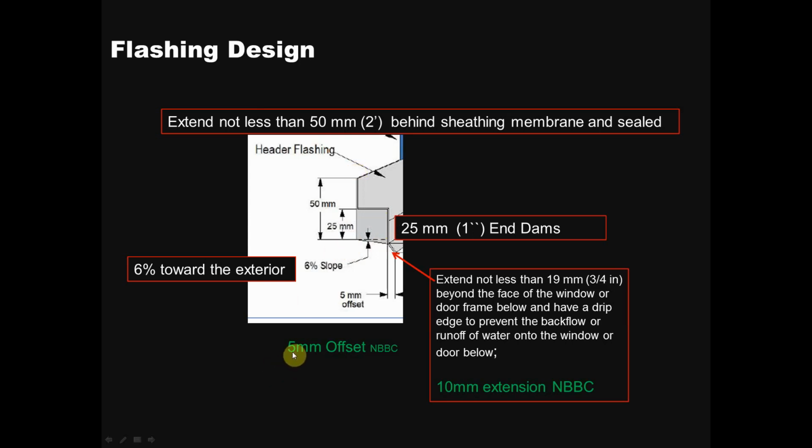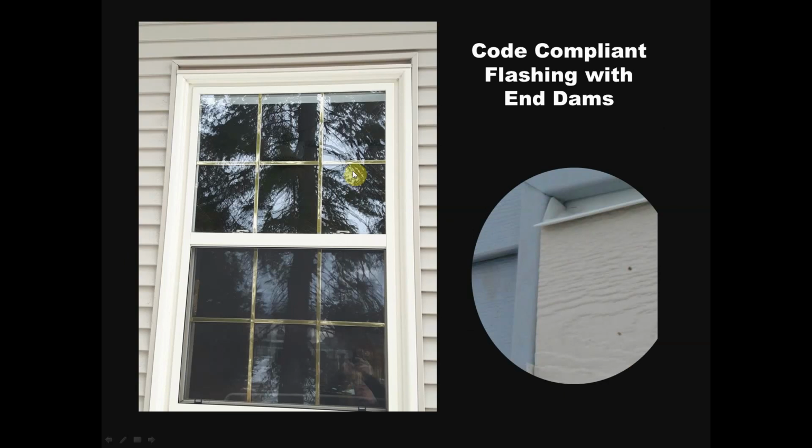And the code also says that you have to have a 5 millimeter offset, just enough to kick it out away from the window, okay? Because if they don't, the water will tend to curl back in and run right back down to the window. So that is the standard and the code requirements for an end flashing with an end dam. And end dams are required, okay? You just can't have a flashing, you have to have an end dam with it. As you can see, there's a code compliant flashing with an end dam, okay? Kind of a bit of an ugly window, but we'll talk about that a little bit later here.